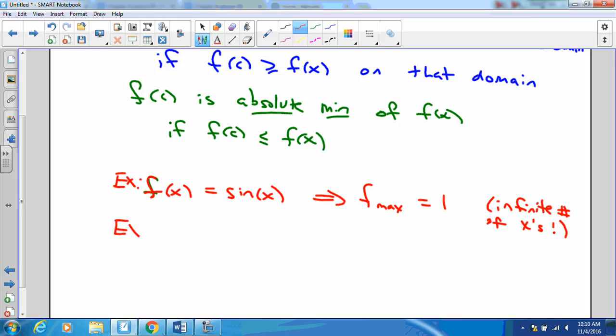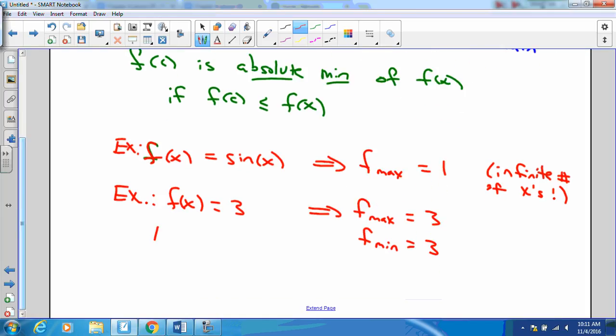Okay. If I have f of x equals 3, then what is the maximum value? It's just 3 all the time. What is the minimum value? 3. This suggests an interesting question. If my function is constant, is the max always equal to min? Yes. If my max equals the min, is my function constant? Yes. Interesting. I'm going to ask you to prove that fact as a part of your homework.